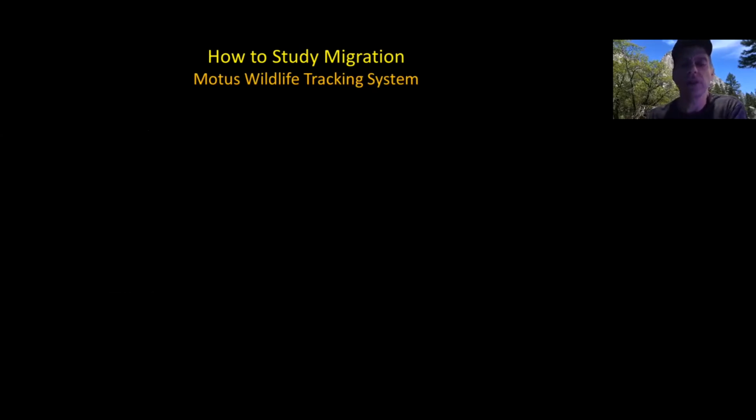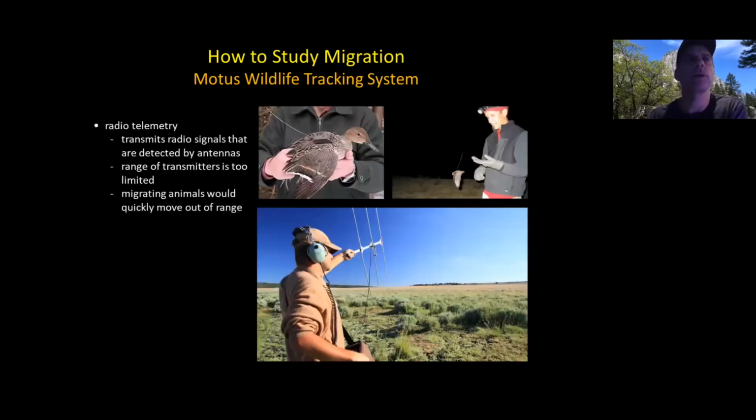You can use radio telemetry to study migration. With this method, you attach transmitters to animals. The transmitters emit a radio signal that is picked up by a receiver with an antenna. And traditionally, radio telemetry was used to study local animal movements because the range of transmitters was really too limited to study migration. So if you put a transmitter on a migrating animal, it would quickly move out of range and be lost unless you're also migrating with the animal.